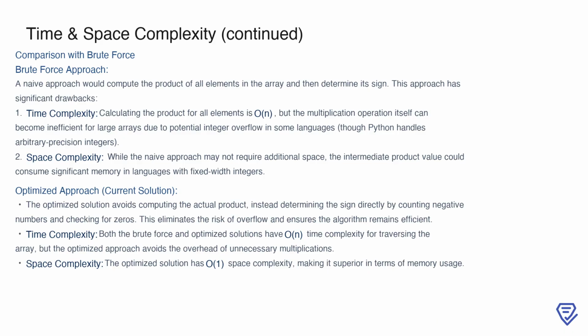On the other hand, the optimized approach avoids these issues entirely. By focusing directly on counting negative numbers and detecting zeros, it eliminates the need for actual multiplication, preventing overflow risks. It retains an O(n) time complexity while being superior in space efficiency with O(1) memory usage. This makes the optimized solution both faster and safer in practice.